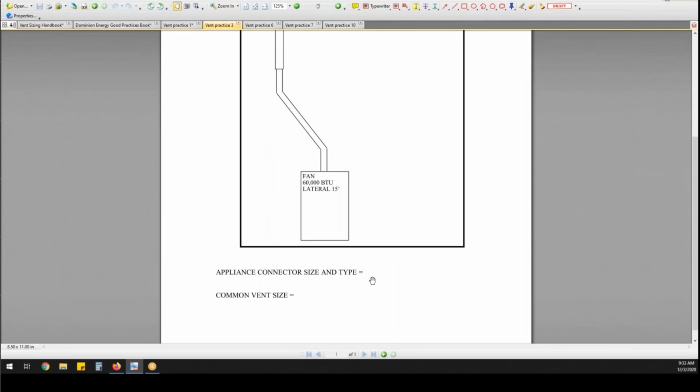So the answer to this is, let me get the typewriter: only 4-inch B vent and 4-inch. And of course your common vent always B vent.